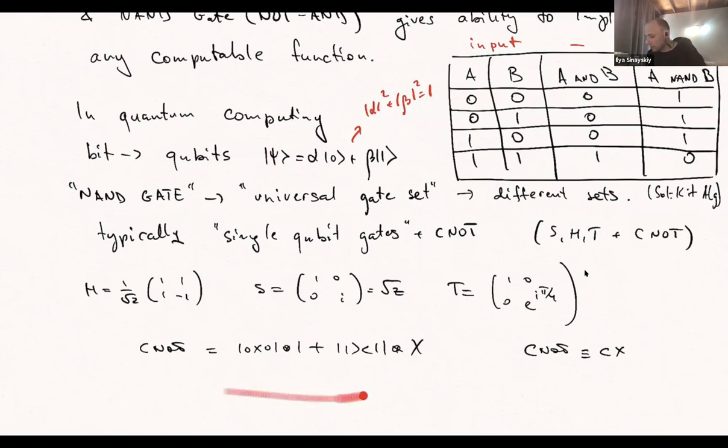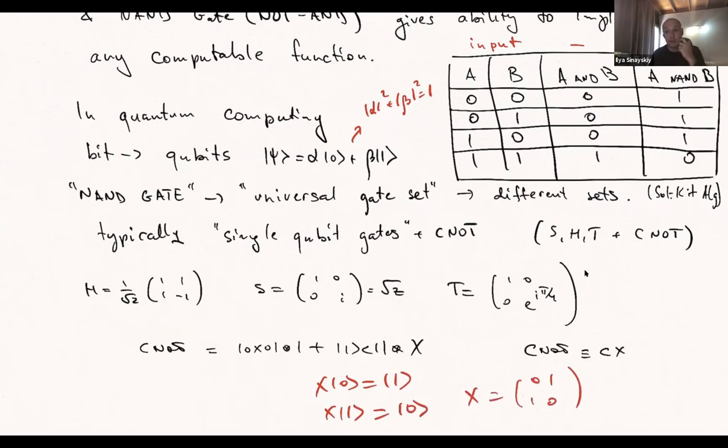Okay. And the CNOT, it's the controlled NOT gate. So what does it do? It acts on two qubits. If the first qubit is in the state zero, it does nothing. And if the first qubit is in the state one, it flips the other, so it applies the Pauli X gate. And the Pauli X gate: X on zero is one, and X on one is zero. The X gate in matrix notation in the sigma z basis looks like this. And of course, you can apply it to a superposition.